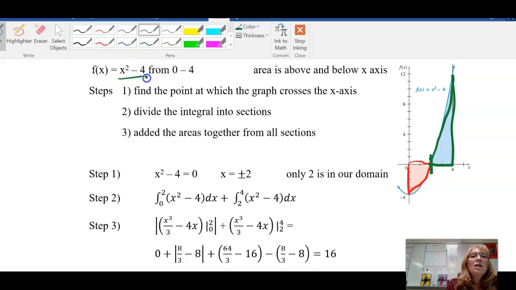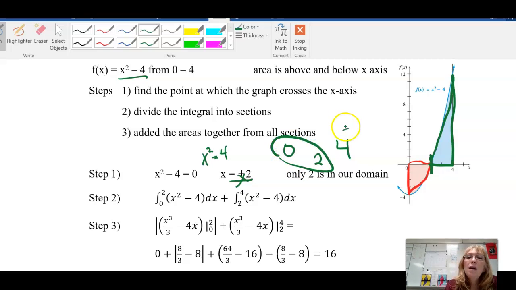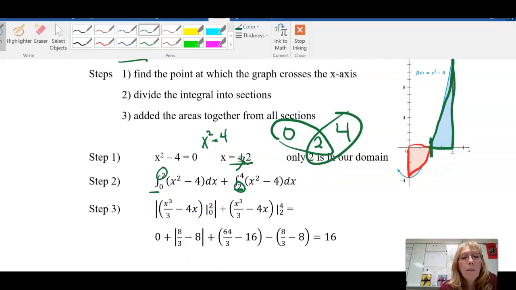So to do that, we set this equal to 0. So you get x squared equals 4, square root, and we get plus or minus 2. But we're only going from 0 to 4, so the negative 2 is not necessary. So the 2 is in the middle of these things. So this is what we use for our integrals: 0 to 2 for the first one, 2 to 4 for the second. See how the 2's match? Very important, because that's where our division is for our area.